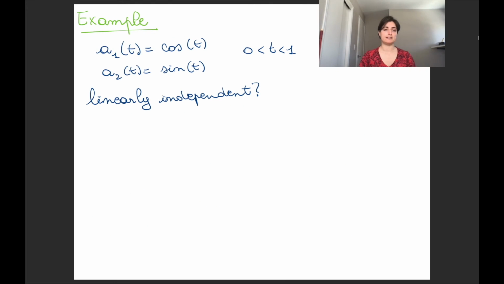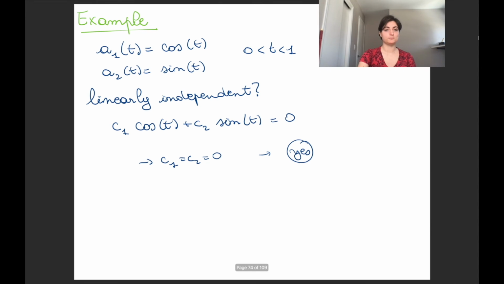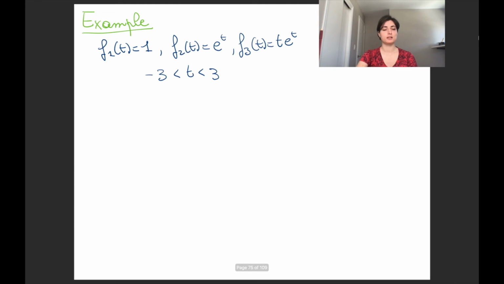Let's look at another example. A1 is equal to cos t, and A2 is equal to sin t. Here we also need to say on which interval t is taken. So here we're taking the interval 0 to 1. Are they linearly independent? So we need c1 cos t plus c2 sin t equal to 0 for every t between 0 and 1. So we need c1 equal to 0 and c2 equal to 0. So yes, they're linearly independent.